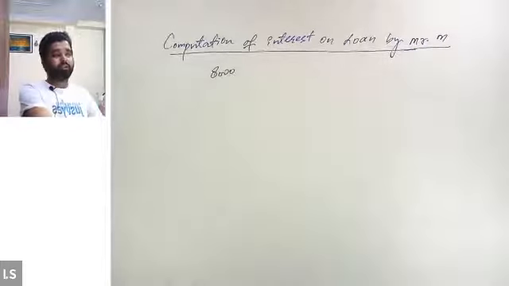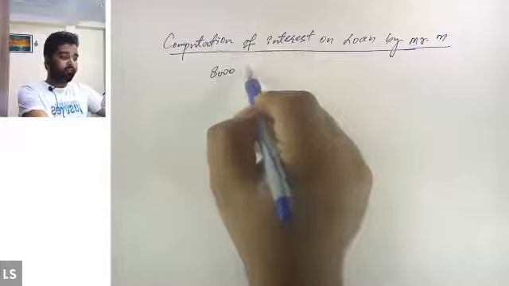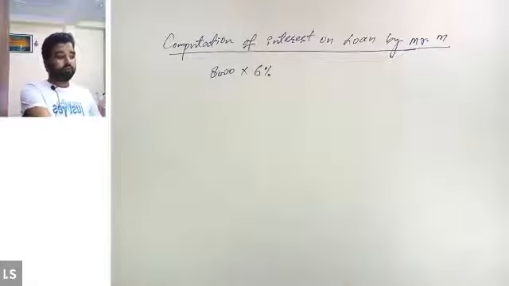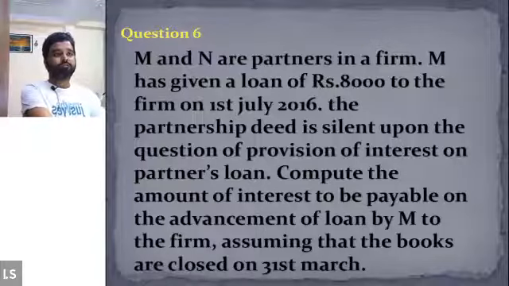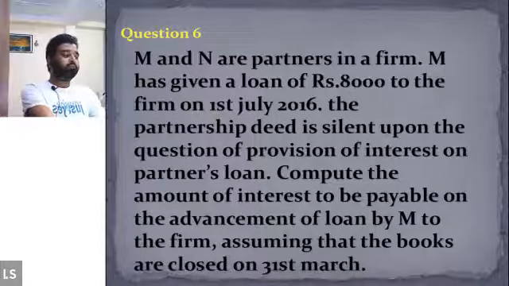Because there was no agreement between the partners on how much interest shall be paid on this amount, that means we will have to pay interest at the rate of 6%, right? But because this loan has been given on 1st July 2016, and the books are closing on 31st March 2016, can anyone tell me for how many months we need to pay the interest on this loan?